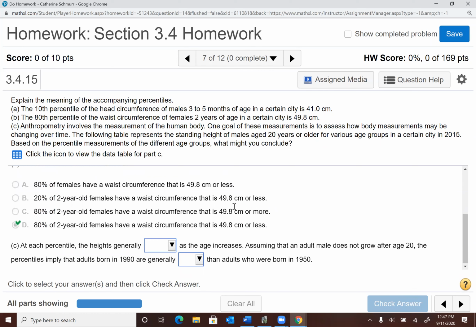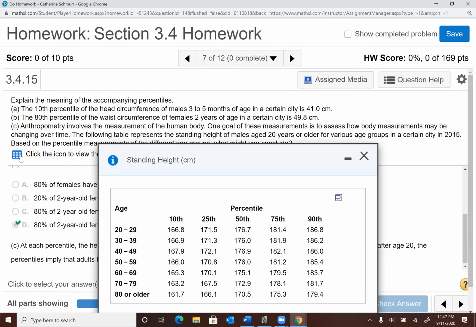Okay, and now this last part, let me go back to the problem statement up here. We're looking at a field that involves the measurement of the human body. One goal of these measurements is to assess how body measurements may be changing over time. The following table represents the standing height of males aged 20 years or older for various age groups in a certain city in 2015. Based on the percentile measurements of the different age groups, what might you conclude?